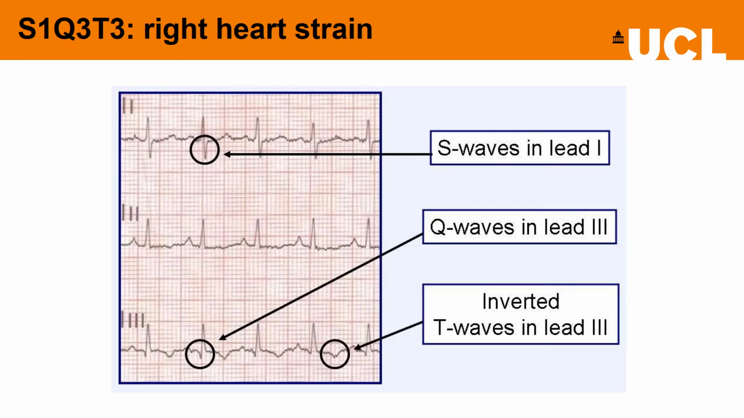When you're looking at evidence of right heart strain on an ECG, you may be looking for the S1Q3T3 phenomenon. And this represents S waves in lead 1, Q waves in lead 3, and inverted T waves in lead 3. The most common finding, as I said, though, is sinus tachycardia, and the S1Q3T3 phenomenon is relatively rare.